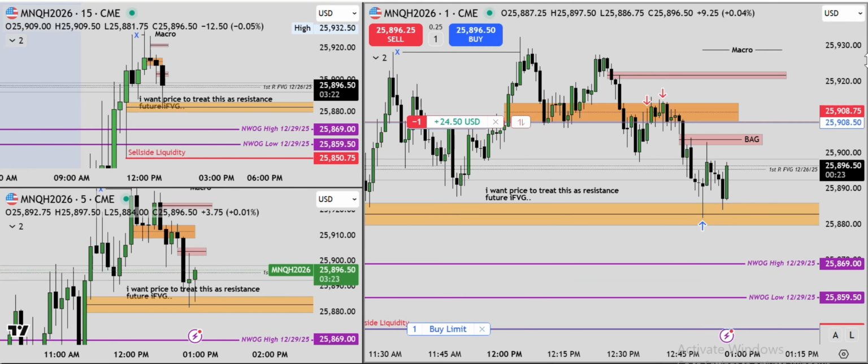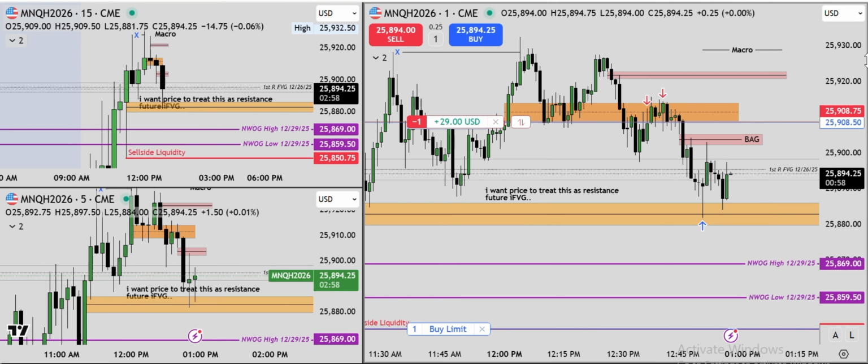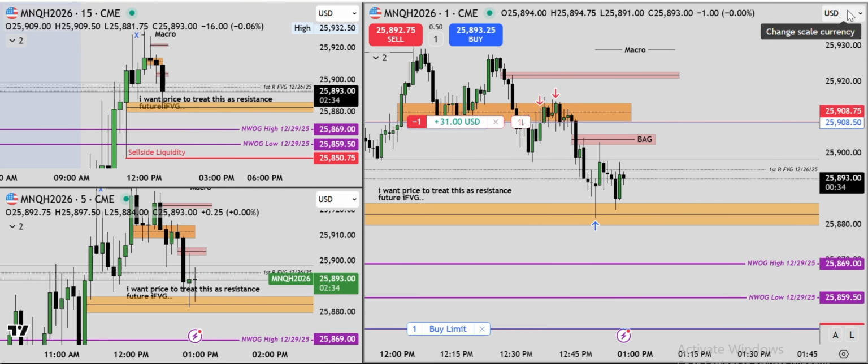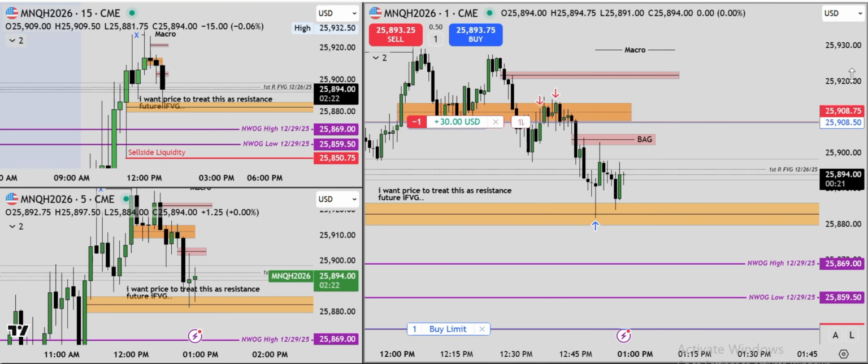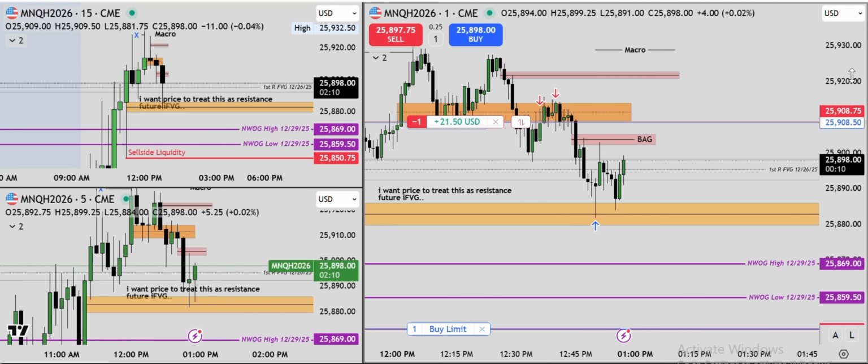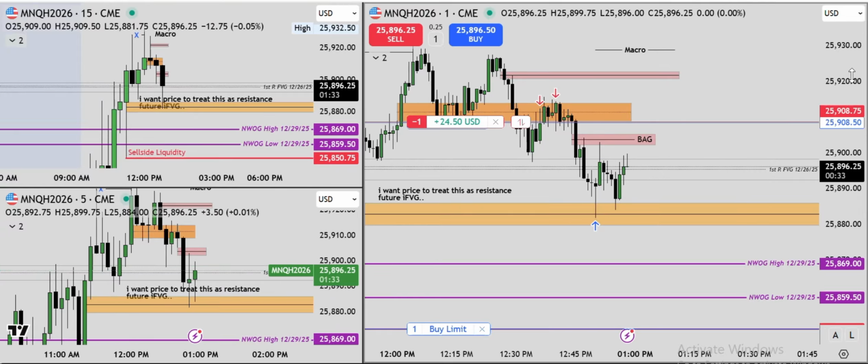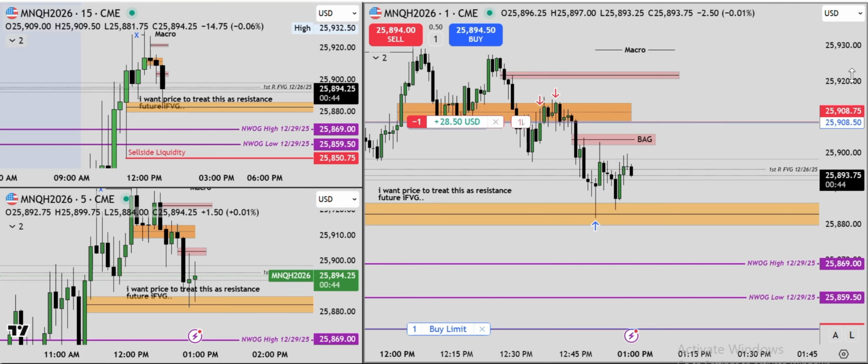So we reached into it. At this point in the trade, I'm not concerned with anything. My risk is removed. I have taken a partial. It's really more so just better to treat it as tape reading. You're just watching the tape. You're trying to see certain PD arrays be respected or neglected.